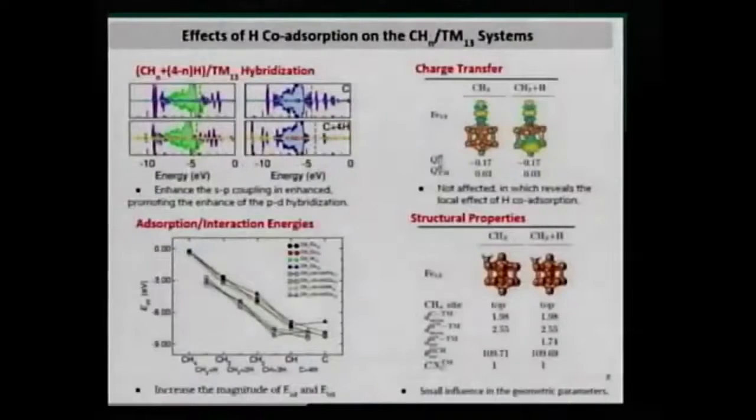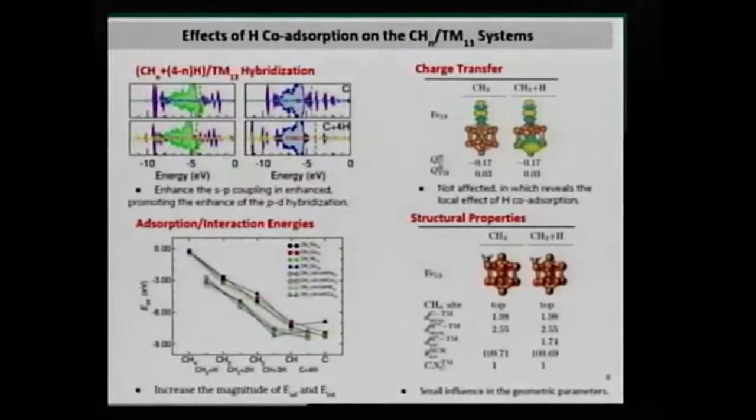So how about the effect of hydrogen co-adsorption? As I show in these panels, hydrogen co-adsorption induces new s states from the additional hydrogen, and then when these s states hybridize with the p states from the carbon, for instance, there is a split of these states, and the hybridization with the d states of the metal is enhanced.